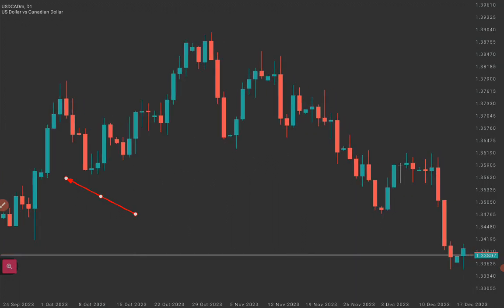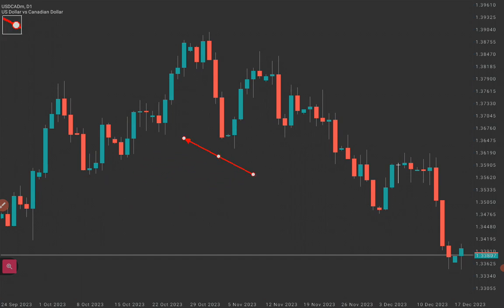So supply and demand zone is where there is a massive buy or sell. But before the massive buy or sell, there was a consolidation state before the move to the upside or the move to the downside. That is supply and demand zone for you guys.